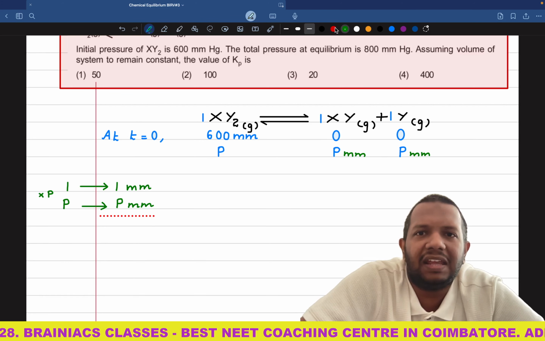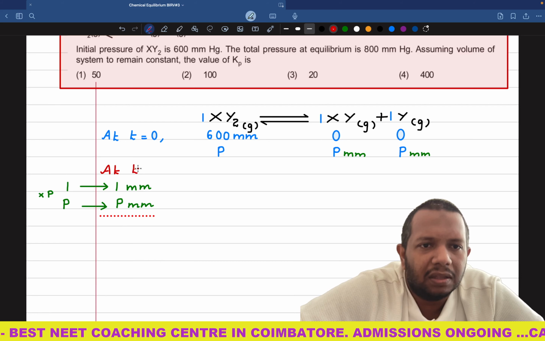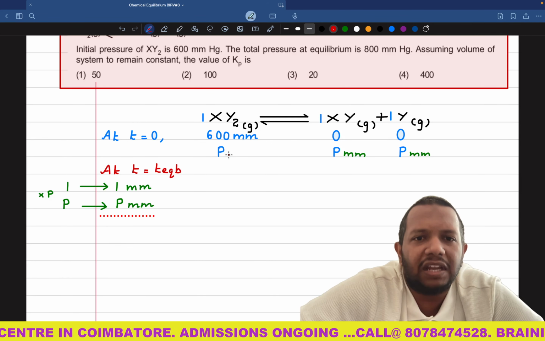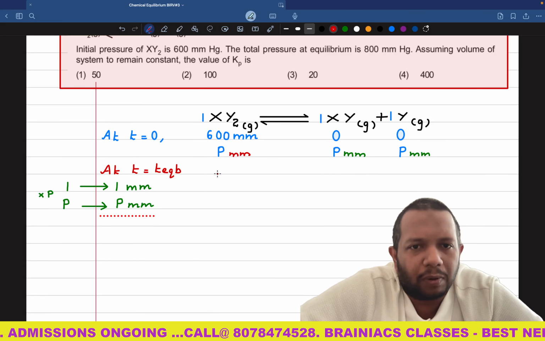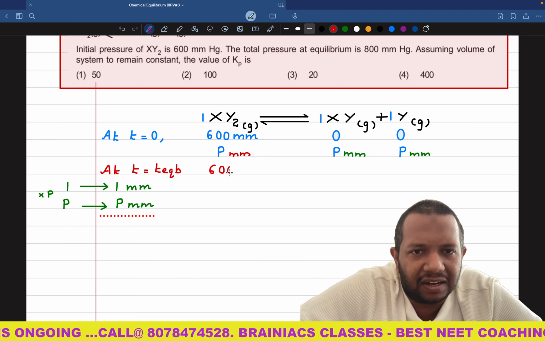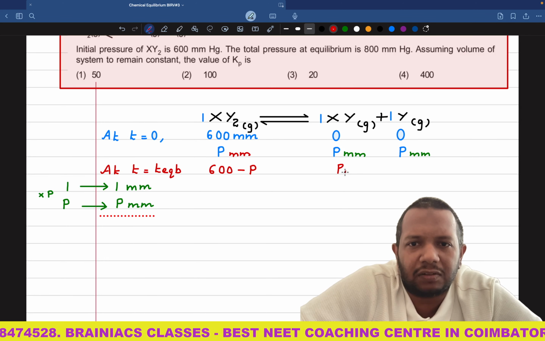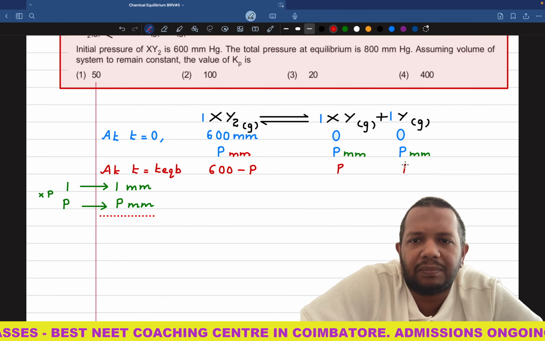So what is remaining at equilibrium? Now we will take at equilibrium, at a time T when it reaches equilibrium. Now we know that this P mm pressure would be less here because that has converted to product. So I can write it as 600 minus P, and here that many units are there, so that will generate P mm pressure here. So P here, here also P.